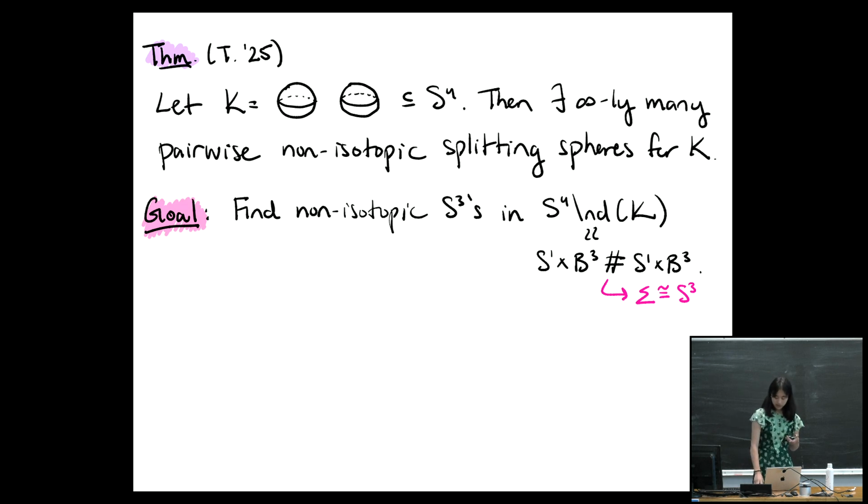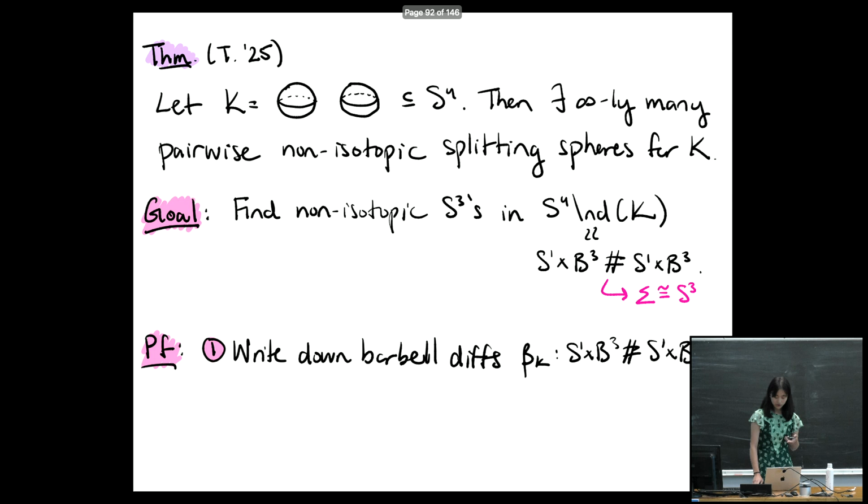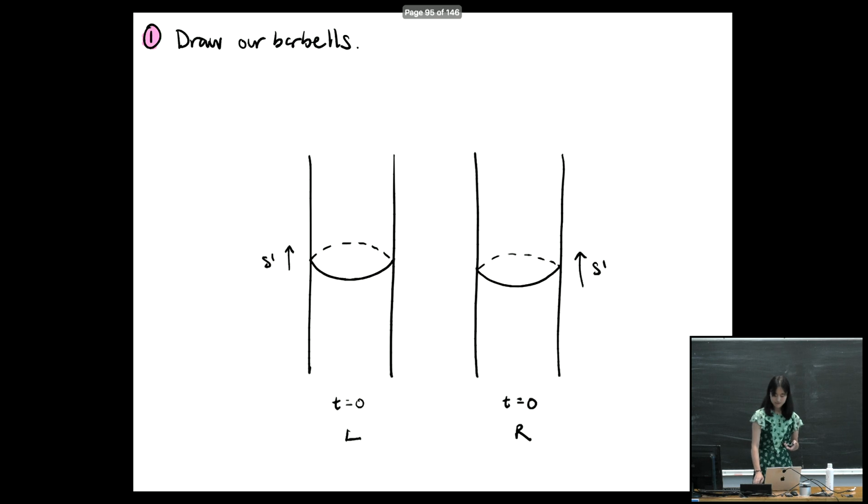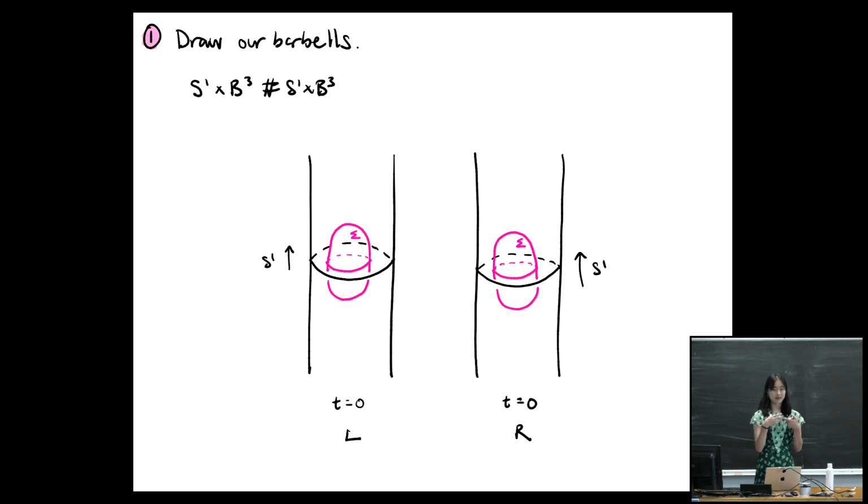And so the proof is going to go like this. First we'll write down some barbell diffeomorphisms of S1 cross B3 connect sum S1 cross B3. And then we'll show that they knot sigma. Okay, so step 1 is to draw our barbells. So actually, we first have to draw our manifold. We'll think of S1 cross B3 connect sum S1 cross B3 as 2 copies of S1 cross B3, call them L and R, sitting side by side. And then we just gouge out a B4 and identify the boundaries.